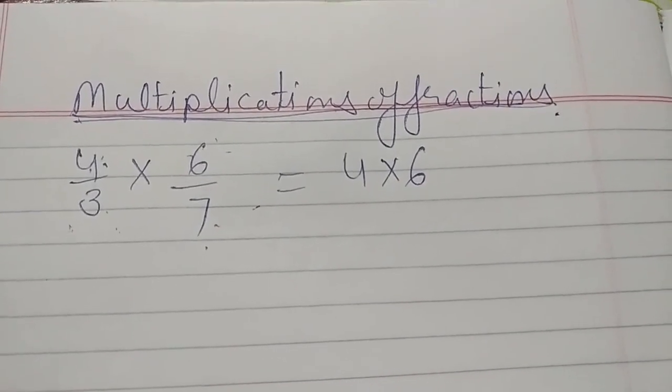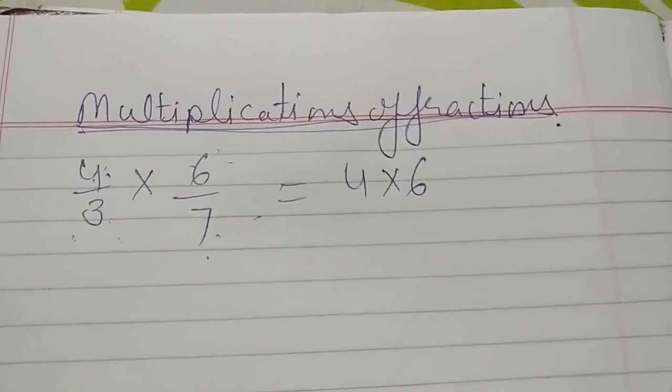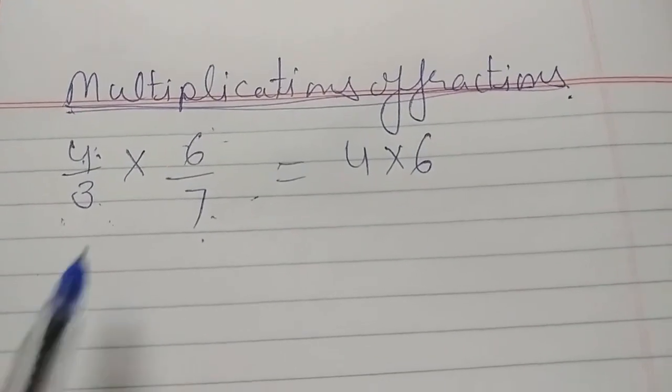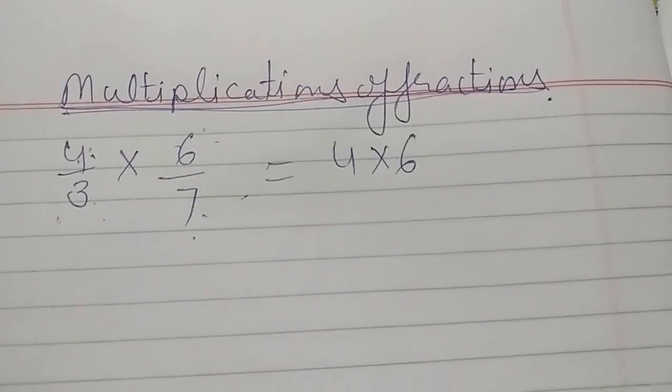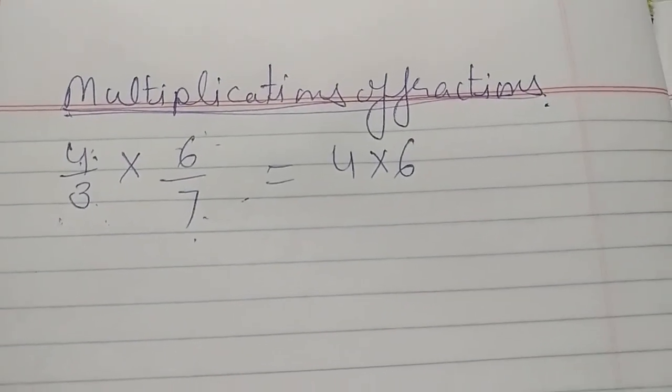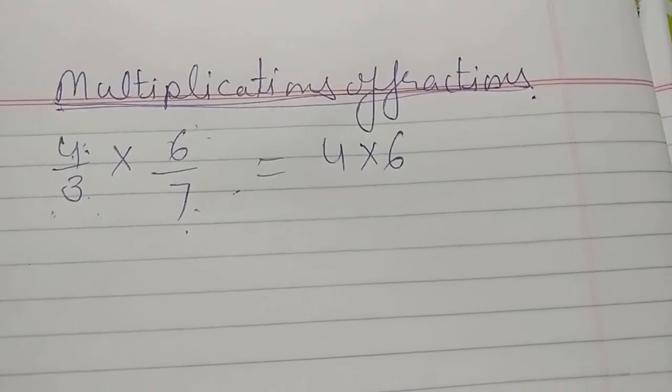Today we are going to start another topic in fraction, multiplication of fractions. It means if you are going to multiply two fractions, what you will do? You multiply the numerator and denominator respectively and write the answer in the simplest form. After multiplication, you have to write the answer in the simplest form.